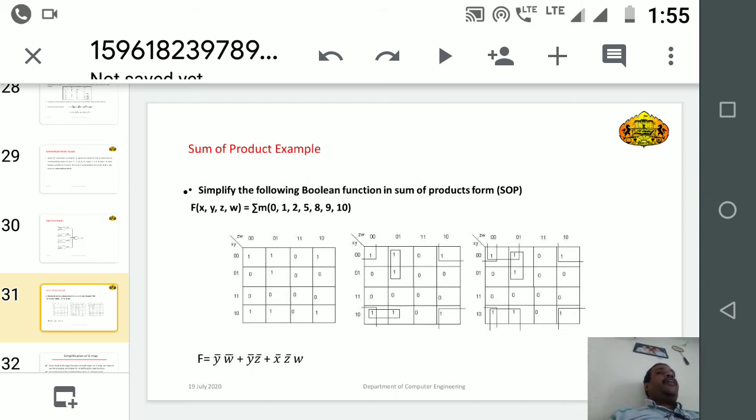Here you make the groups of 2, or here you make the groups of 4, or here you make the groups of 8. Okay, 2, 4 and 8. You can make the group of 2, 4 and 8. You don't make the group of 1, 3, 5 and 7. You can make the group of 2, either 4, either 8.